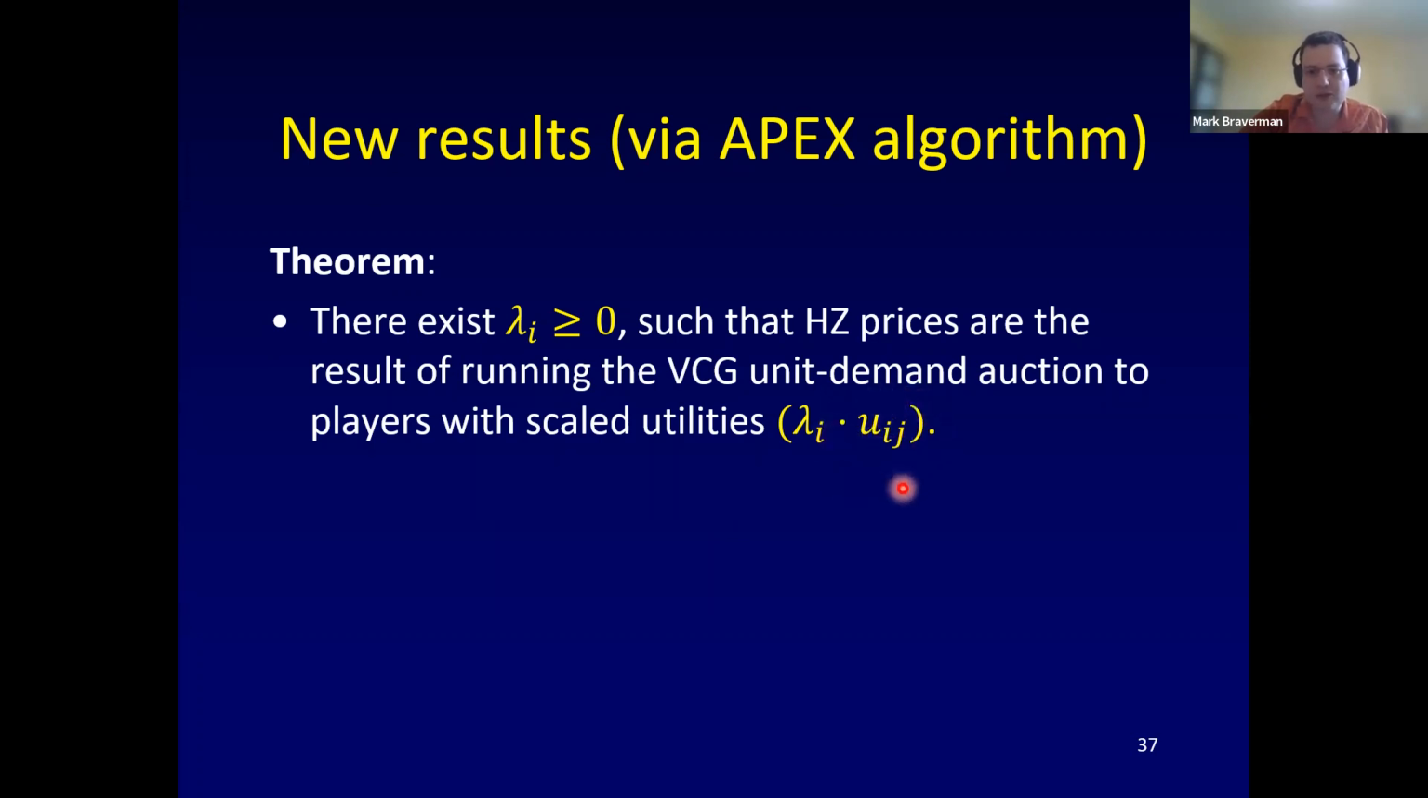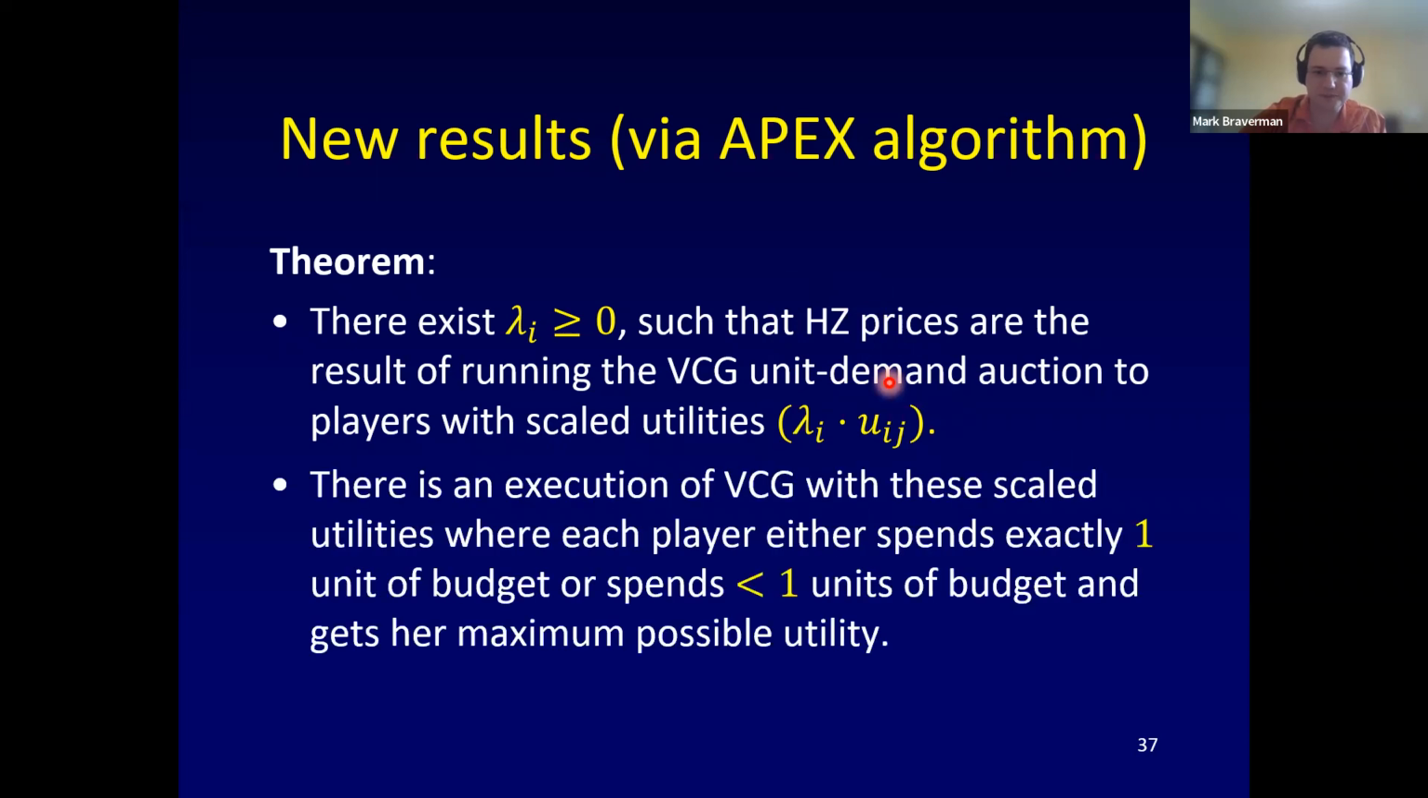So basically we rename them by multiplying by some lambda I, such that with those rescaled utilities, if we run VCG with money, which is just we auction off spots with those utilities, we end up with a solution where every player pays exactly 1 unit of money. So we get Hyland-Zeckhauser prices that are the result of this unit demand auction. So that's another way to think about it.